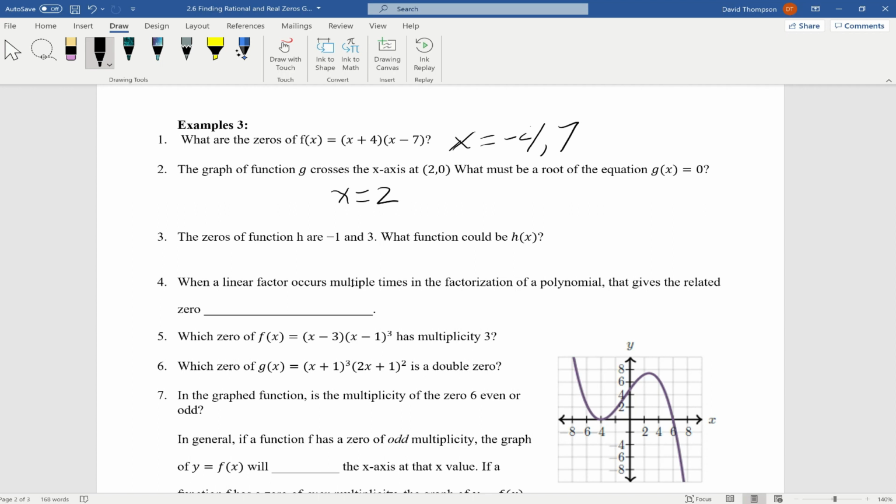The zeros of a function h are -1 and 3. What function could be h of x? So we can just say h of x equals, change the sign, x plus 1, x minus 3, and we're done. When a linear factor occurs multiple times in a factorization of a polynomial, that gives related zero multiplicity.